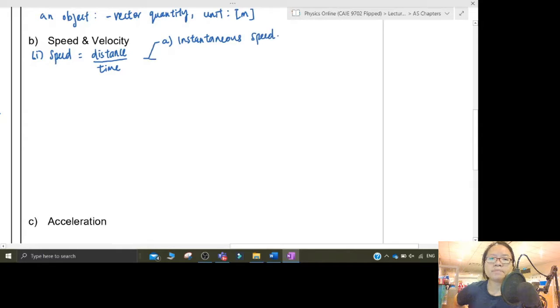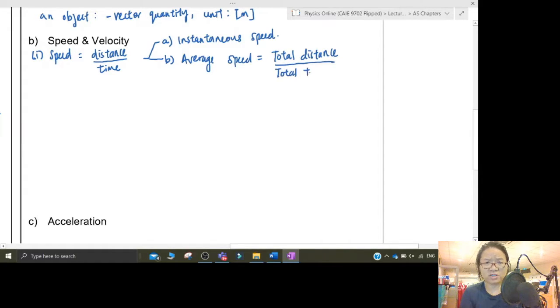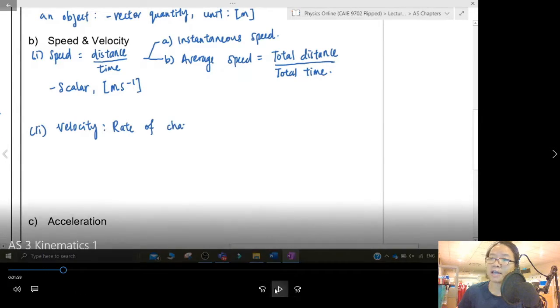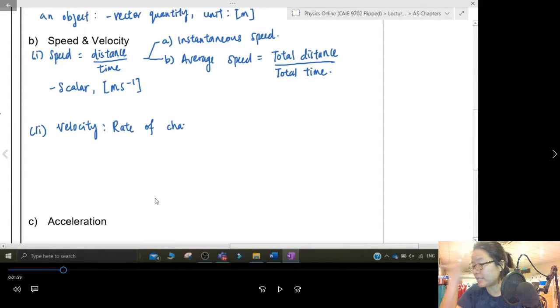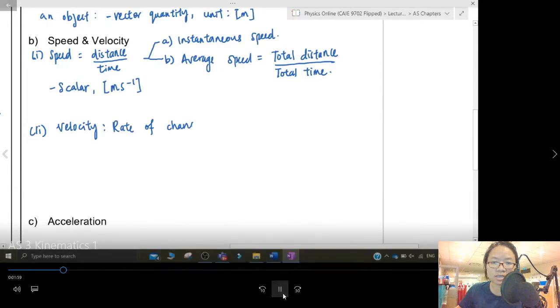Distance over time, sometimes we look for instantaneous speed, which is distance over time, sometimes average speed, which is the total distance over the total time taken to travel that distance. This is as usual a scalar quantity because it's distance over time, so the unit is meter per second. If you have a speedometer in your car, it registers the speed, not the velocity. It's not a velocity meter, because then it would need to tell you the direction, so it will be very complicated, that meter on your dashboard.